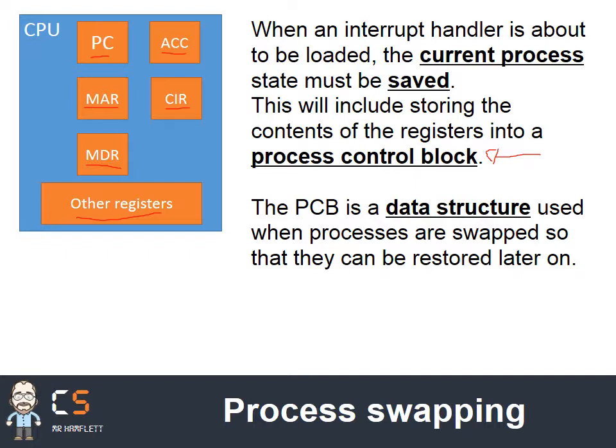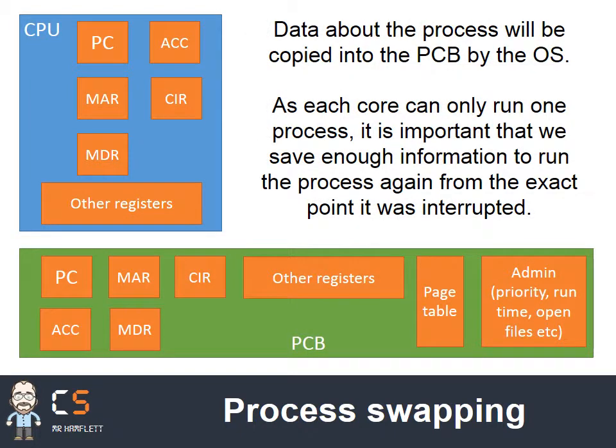Now, the exact structure of the process control block is beyond the scope of the A-level. However, knowing that all these registers get saved is important. I think it's important to know that they're saved in something called a process control block, because it makes sense. It's a little package. You can think of it a bit like an envelope. We put everything inside the envelope and then we do something with it. So data about a process will be copied into the process control block by the operating system. Again, it's not the CPU that's doing this, it's the operating system.